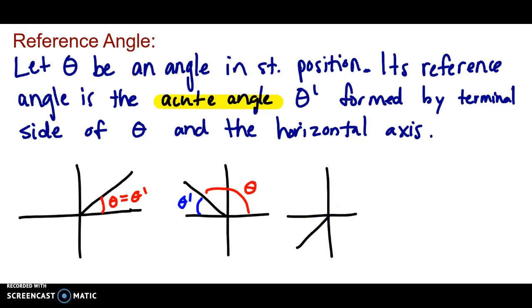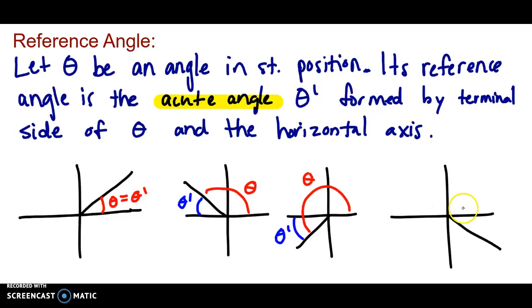If it's in quadrant 3, then here would be theta, and then theta prime would be right here, the acute angle. And then the last possibility is if it's in quadrant 4. So this would be theta, and this would be theta prime. Now, I did highlight acute angle because it's really important to remember that these theta primes should all be positive. By definition, an acute angle must be positive. So that might challenge us a little bit here.